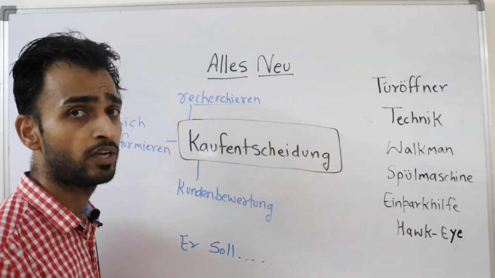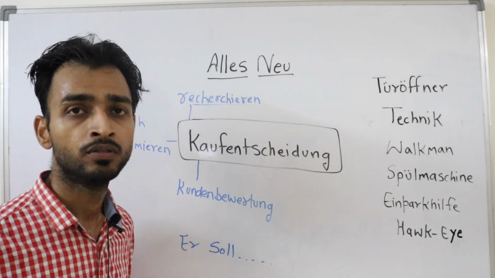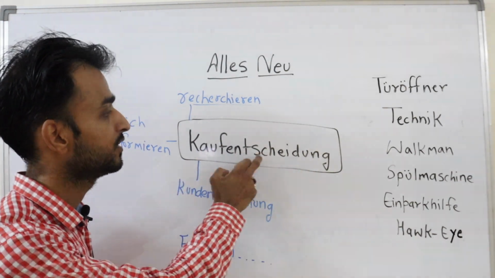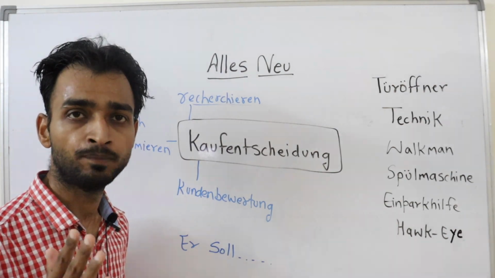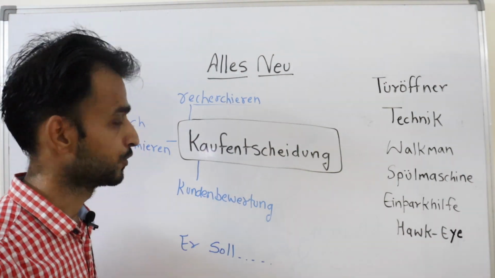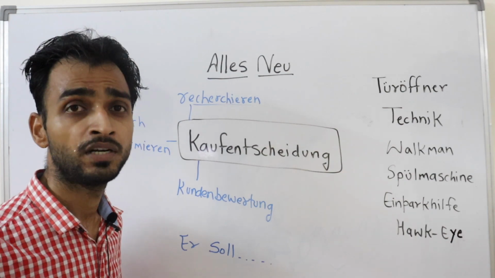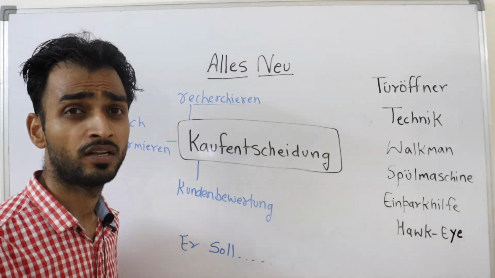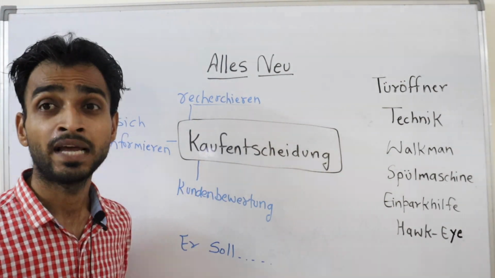So Kaufentscheidung, I hope you understood this topic, this term Kaufentscheidung. Entscheiden, there are two words in Kaufentscheidung. Shopping and decision means to help someone to take a better decision regarding the shopping. So this is called Kaufentscheidung, and here we use the modal verb sollen. Sollen we use when we give somebody a suggestion. Soll, du sollst, sie sollen Kundenbewertung lesen, sie sollen Preise vergleichen.